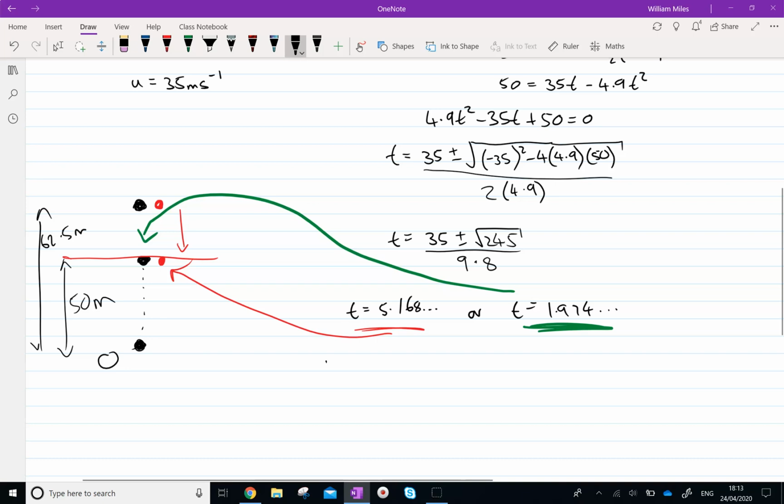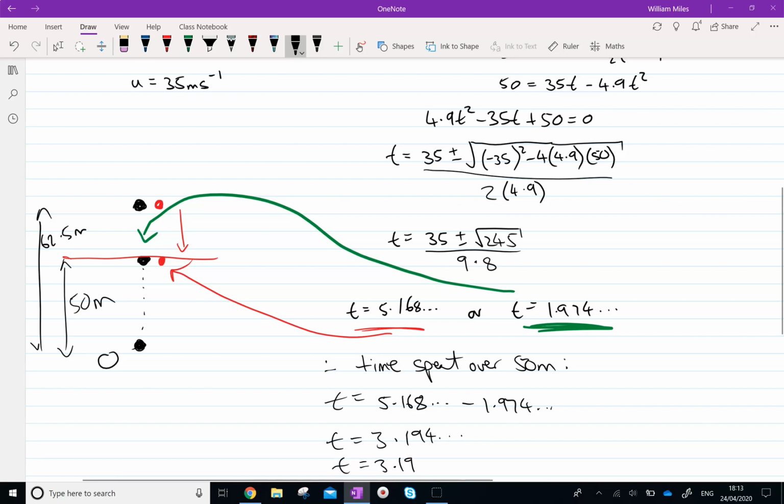So therefore, our time spent over 50 meters is going to be 5.168, that's when it's returning back down, minus 1.974, which is when it initially went past 50 meters above, and you get 3.194. Sorry, it's got a little bit messy. 3.19 seconds to 3SF.